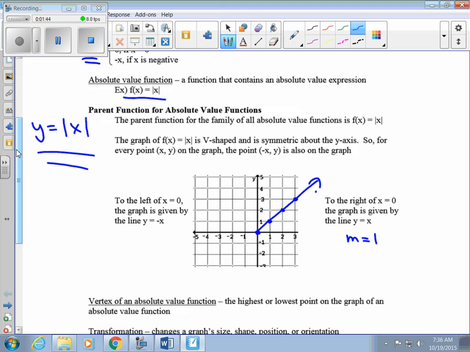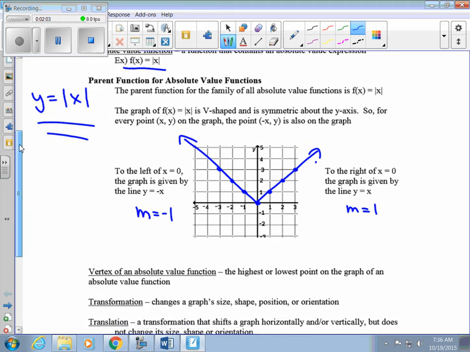Now let's put in the left side. You put in negative 1. Well, the absolute value of negative 1 is 1. Absolute value of negative 2 is 2. Negative 3 is 3. And so we graph it this way. Now, the slope of the left side is negative 1.